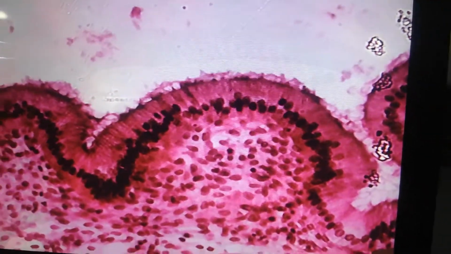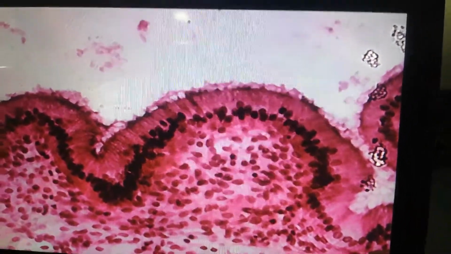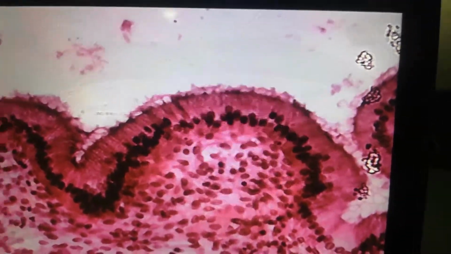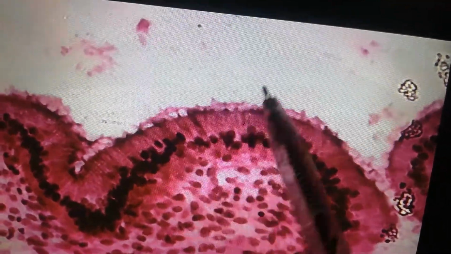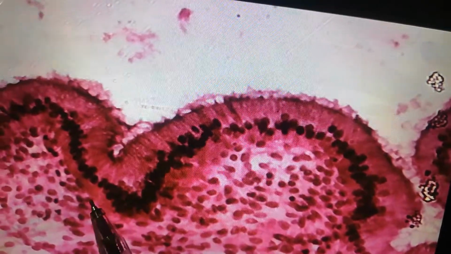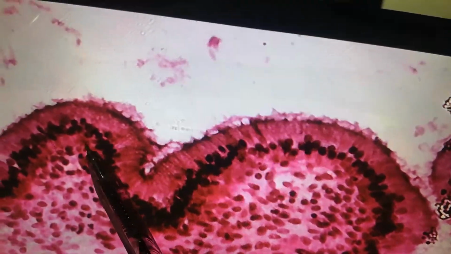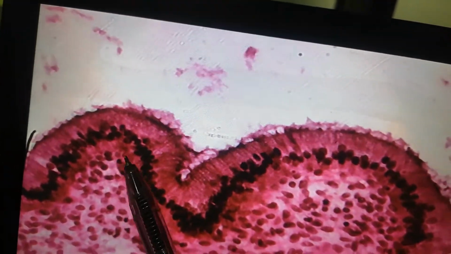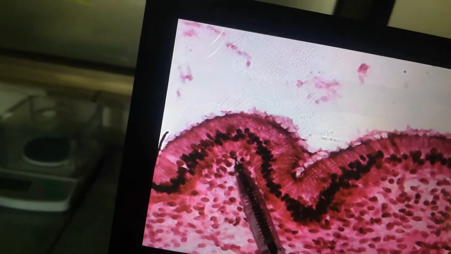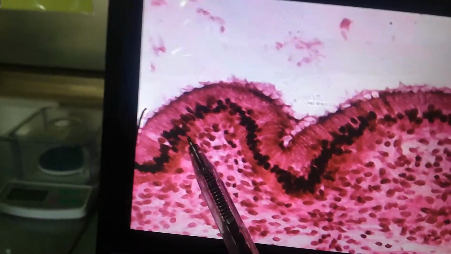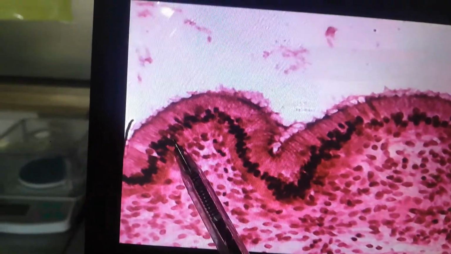Now this is the slide of pseudostratified columnar epithelium. We can see that we have two layers of nuclei. First layer is this, and then we have another layer. This is the basement membrane, and over here we have nuclei really packed up on each other, but we can differentiate that there are the nuclei. For example, over here we have nuclei on two levels. This is the first level and this is the second level.